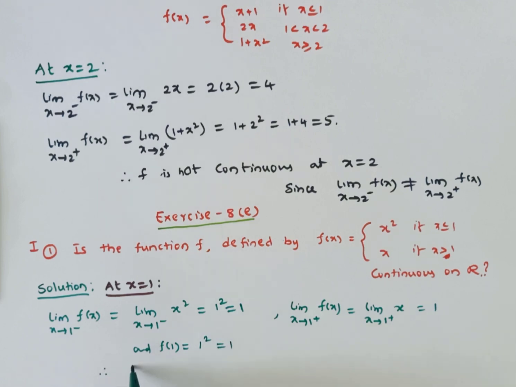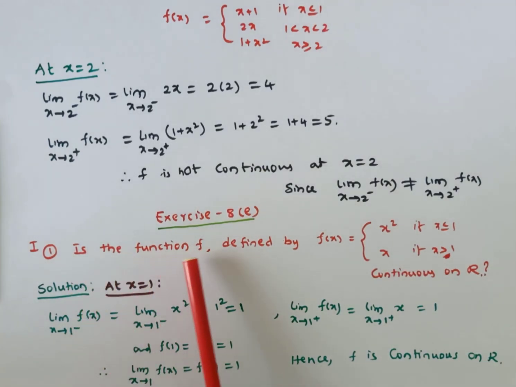Therefore here limit exists at x equals to 1 and this is equal to the function value. హెన్స్ 1 దగ్గర కూడా అయింది ఆల్రెడీ, it is continuous over less than or equal to 1 and greater than 1. Hence f is continuous on R. Here the question is whether the function f is continuous on R, so the answer is yes.